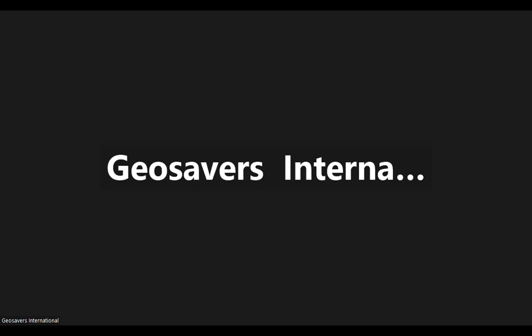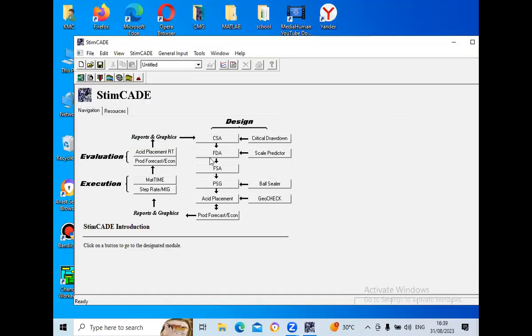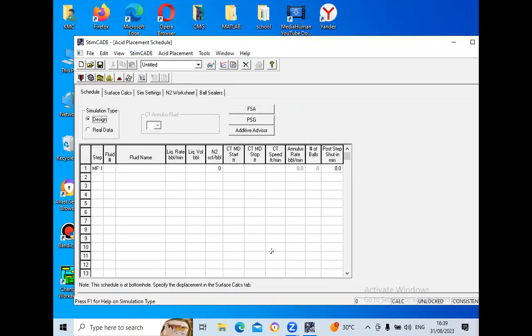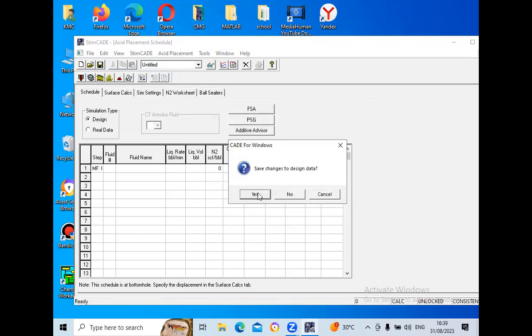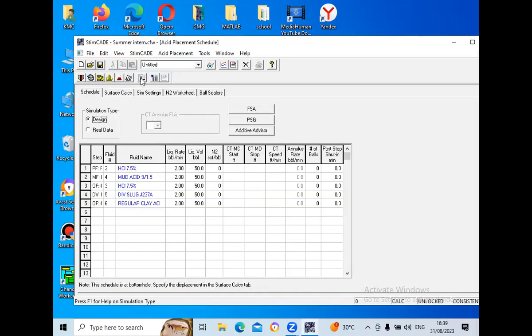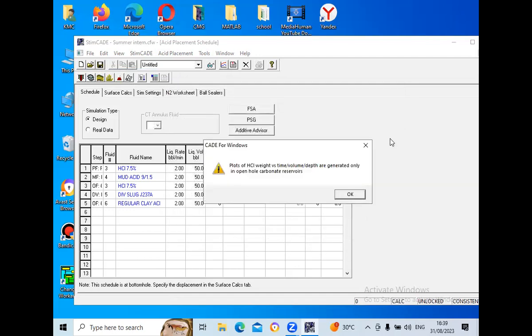Hold on a bit. All right, so I have shown all of these parameters. We go to acid placement. Let me reopen the project. All right, so that's what we have. So I said there are so many things that you can go to graphic and plot. The acid weight with time, you can also look at that, the plot of acid weight with time.